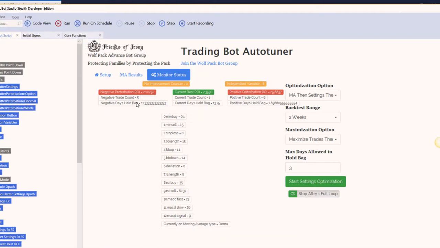But you kind of see how it's monitoring and trying to maximize our ROI, but at the same time increase our trade count. Okay, and I think I might have a little bug here, because I see positive trade counts, but it's not taking a minute. So it's something I need to look into right now and iron out those little bugs.